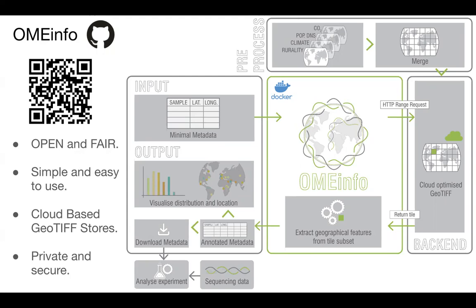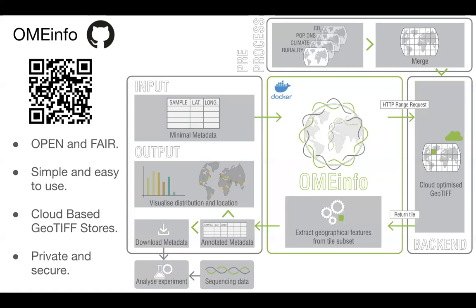These cloud GeoTIFF files are queried for a particular tile or subset of the data, which is returned and can be used to obtain information on a specific location within the tile. In this way, location data is not shared with the remote server, allowing OMEinfo to be private and secure. The derived geographical information is then served to users through a dashboard, allowing investigation of the data distribution for every feature through histograms, bar plots, but also on an interactive map.